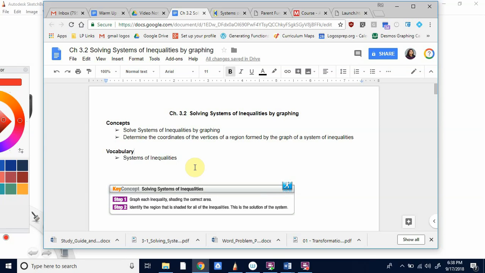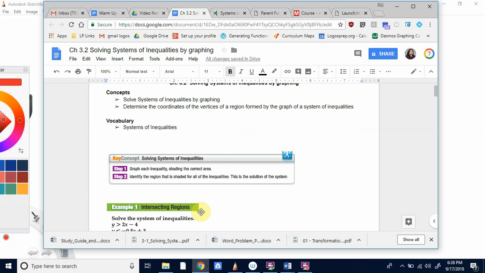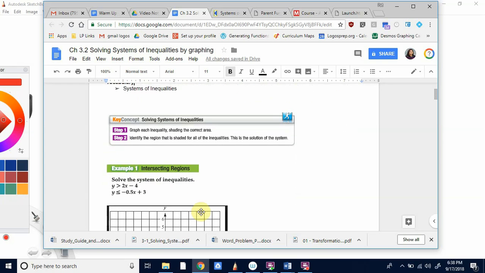So to solve it, the key concepts are we're going to graph each inequality, shading the correct area. We've already done graphing inequalities. But now we're going to have more than one, and we're going to find out where they overlap on the solutions. And I would suggest using matte pencils or different colored pencils to help you identify these.